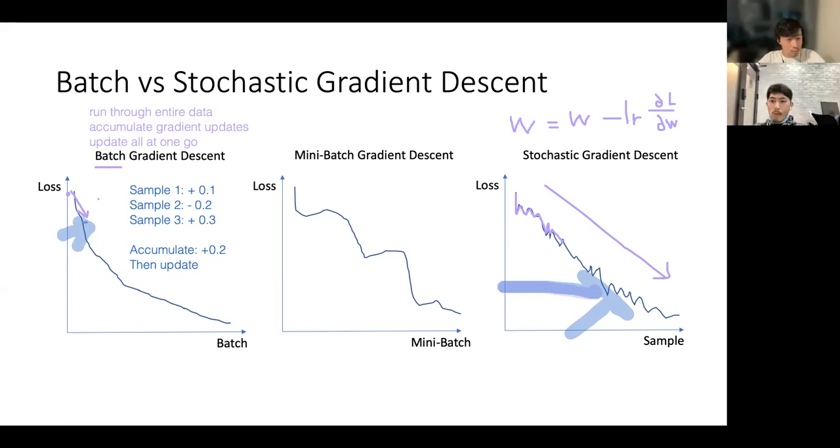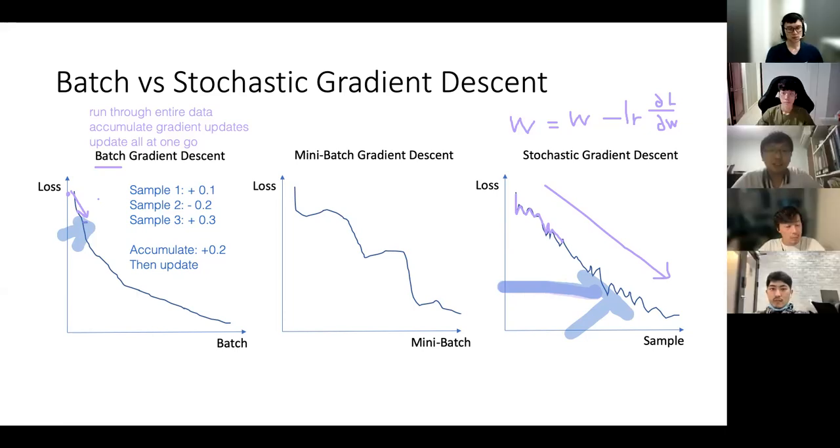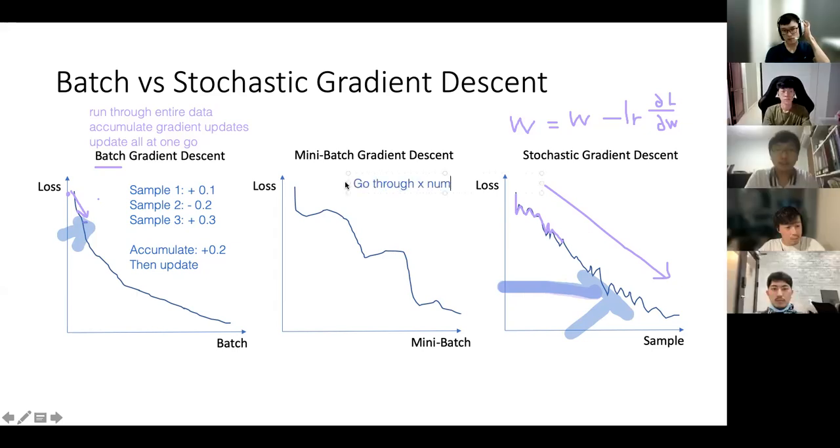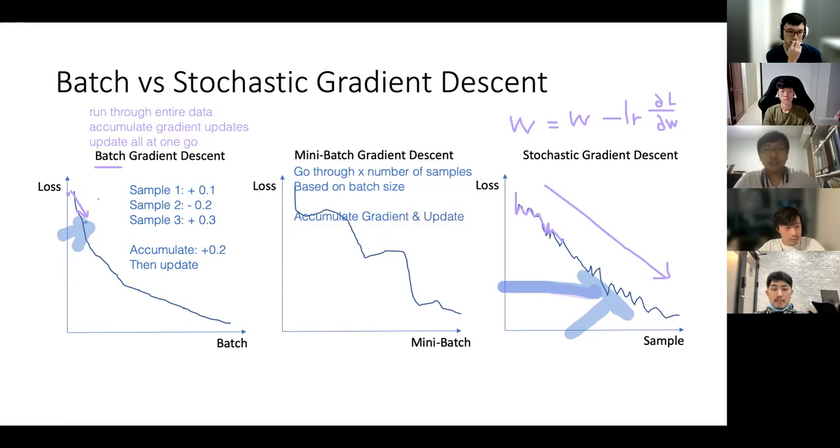The in-between is called, no surprise, mini-batch gradient descent. Mini-batch gradient descent is a very simple thing. Instead of going through the entire batch, I go through X number of samples, based on batch size, accumulate the gradient, and update. So it's an in-between.